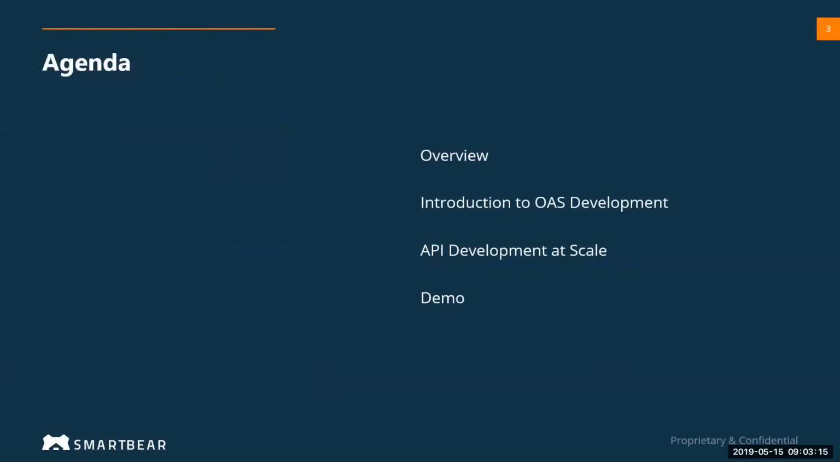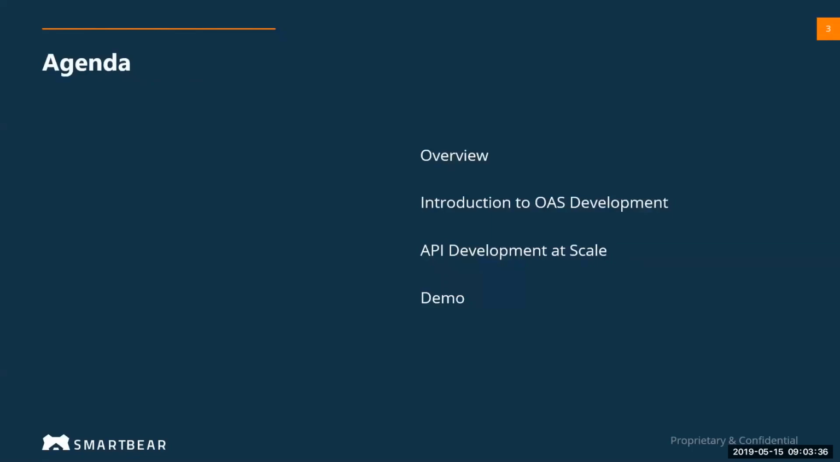We'll kick things off with a bit of an overview into the history of the OpenAPI specification and how that relates to SmartBear, where we have been involved with that. We will take a look at an introduction to OAS development and look at some of the tools, both open source and commercial, that you can use for that.